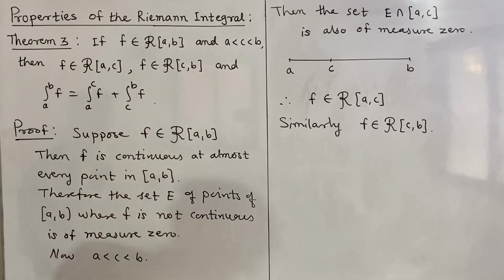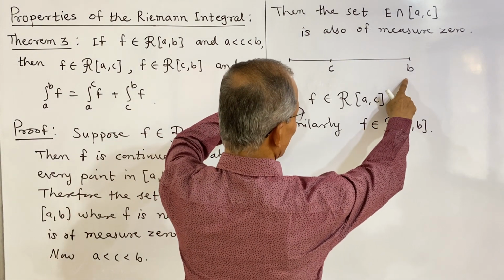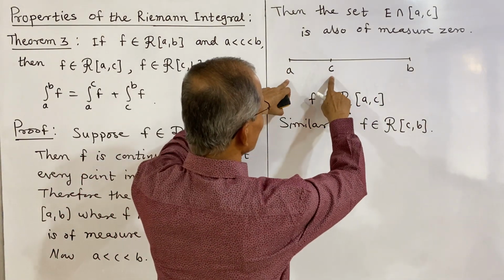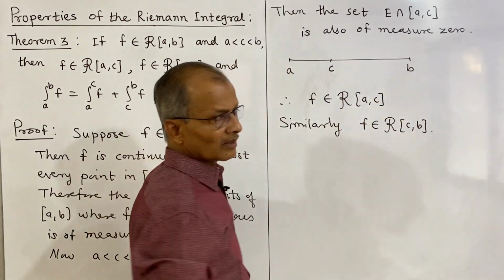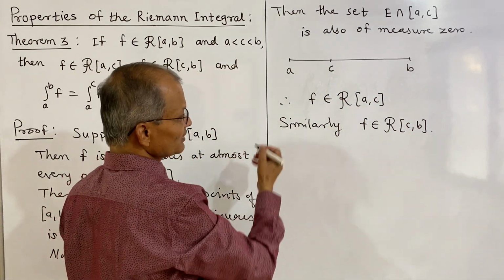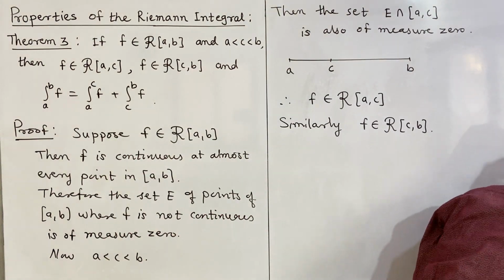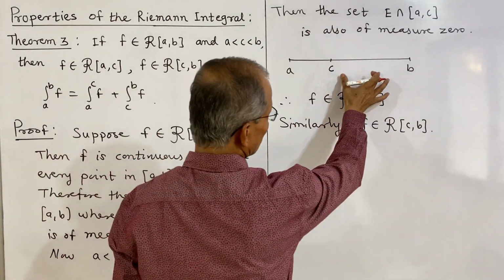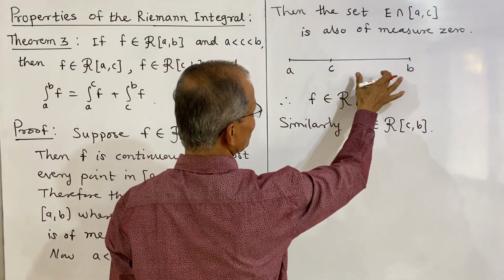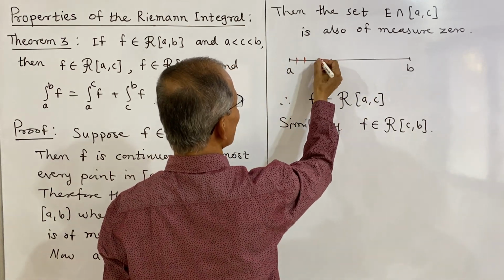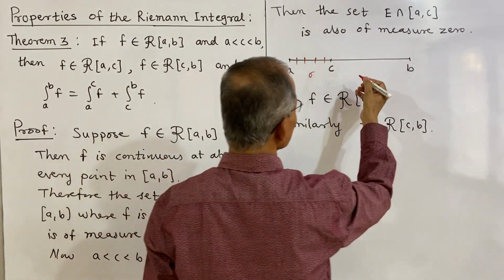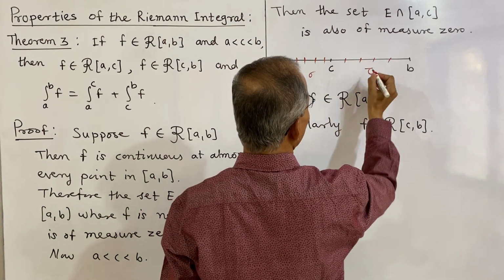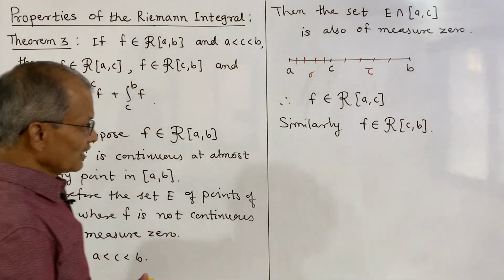Now what we shall consider is the subdivision of this interval a to b, and that we will consider in terms of the subdivision of a to c and then the subdivision of the interval c to b. Now we shall denote the subdivision of interval a to c by sigma, and the subdivision of the interval c to b by tau. So suppose this is sigma, and suppose this subdivision can be considered as, say, tau.